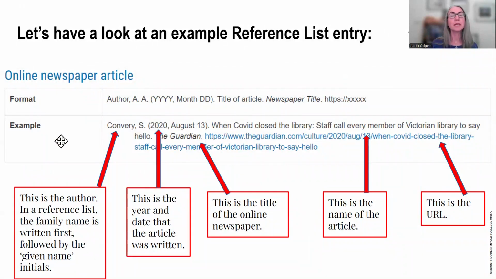In our example, we can see that the author's family name is Convery. Their given name begins with S. It was published on August 13th, 2020. This is the title of the newspaper article. The newspaper is The Guardian, and you can see this is in italics. And then here we have the URL.